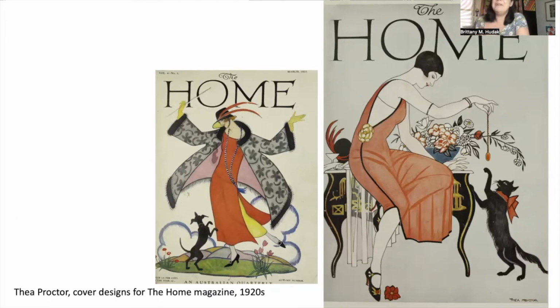In the early to mid 20s, she started to design covers for the Home magazine, many of which featured this new kind of modern woman that she aspired to be and that she definitely resembled. We think of these women as the flapper style, the bobbed hair, 1920s clothing. You can see she also loves animals. There's cats and dogs in a lot of her imagery, which I love just personally.